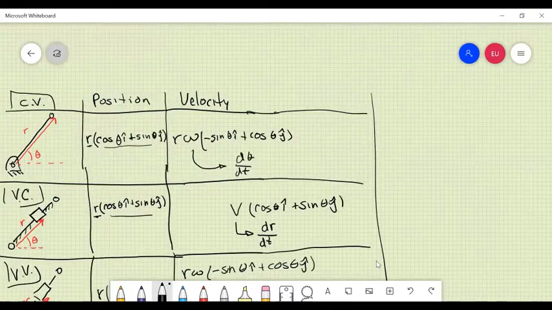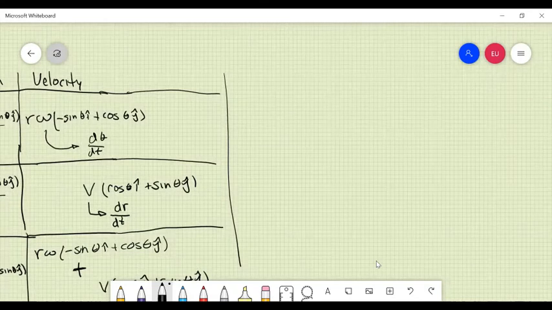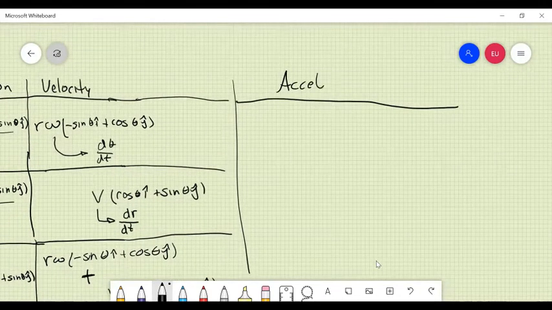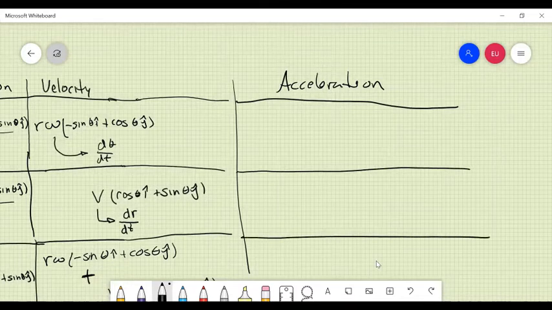Because peeps, get ready, because things are going to start getting dense. Because the next column here is acceleration. Now for the acceleration, I need to derive all this with respect to time, right? So let me write that down again here.